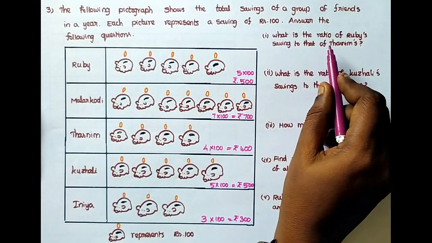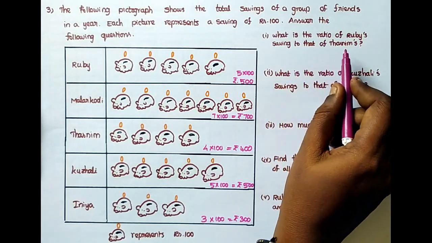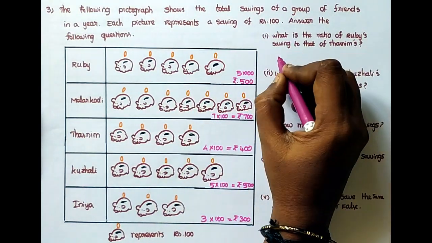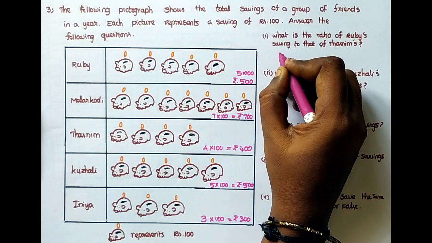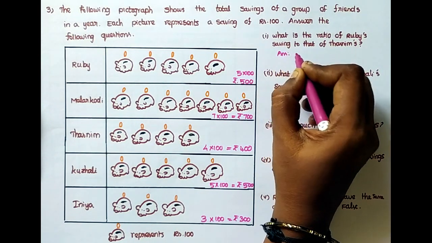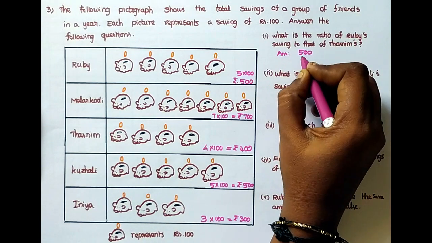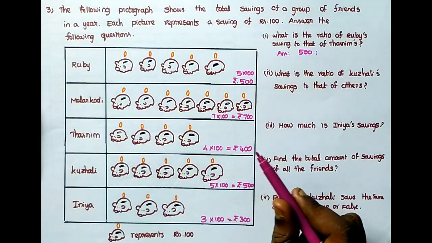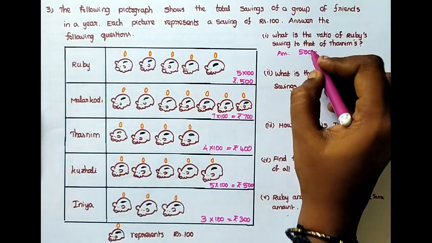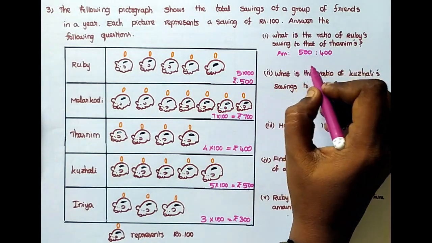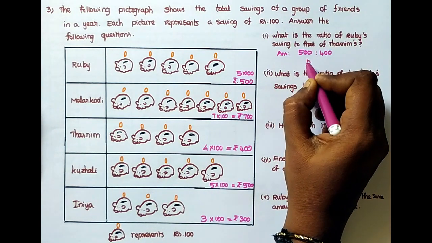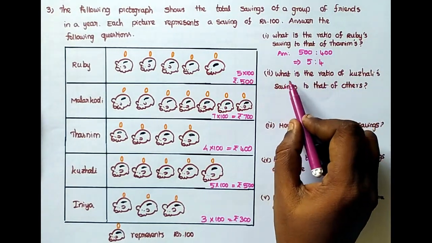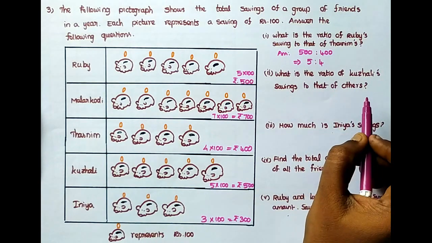First one, what is the ratio of Ruby's savings to that of Tasneem's? Ruby's is 500 is to Tasneem's 400. Cancelling, we get 5:4. That is the answer.